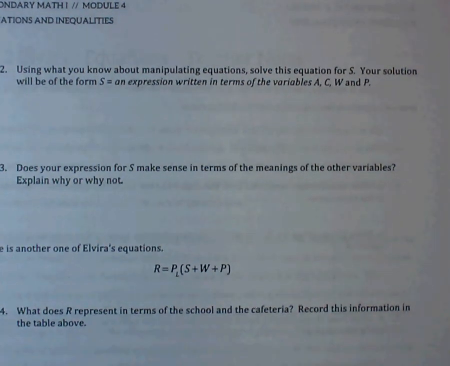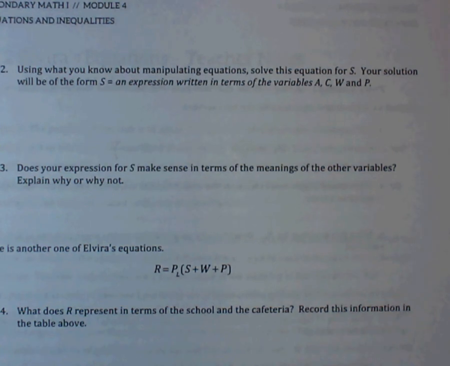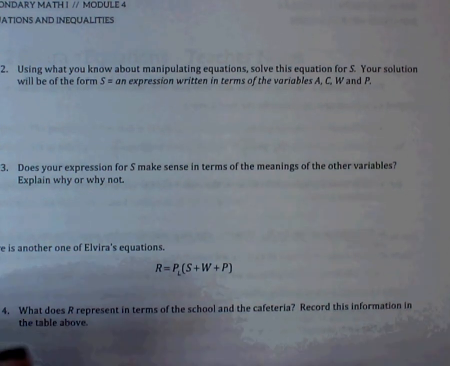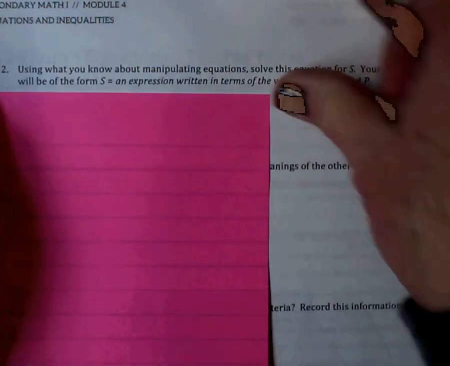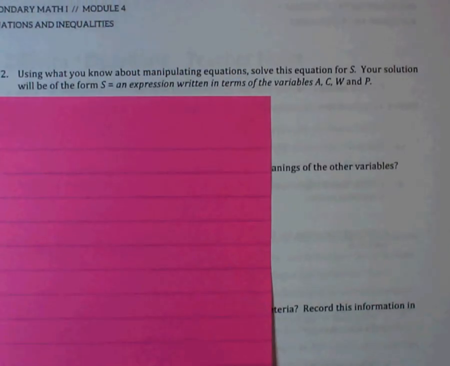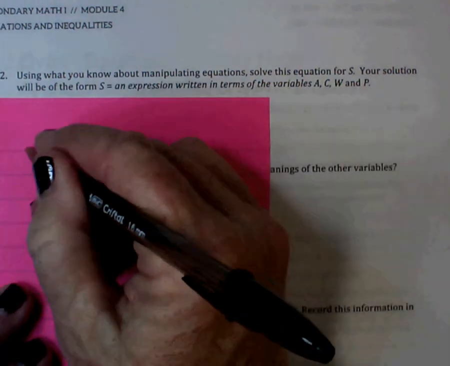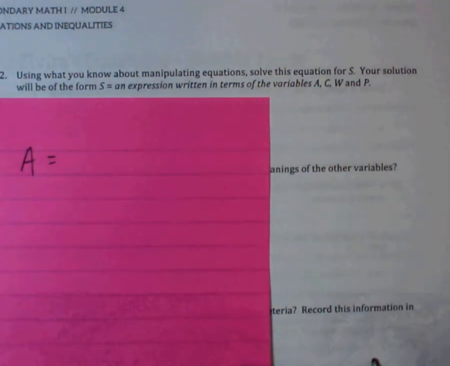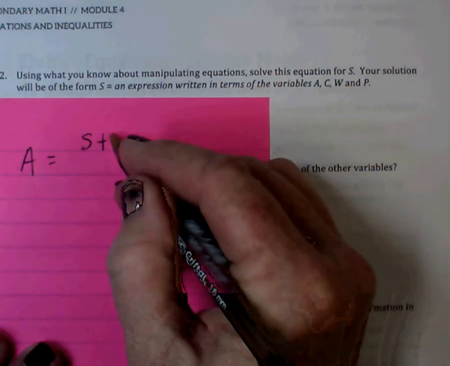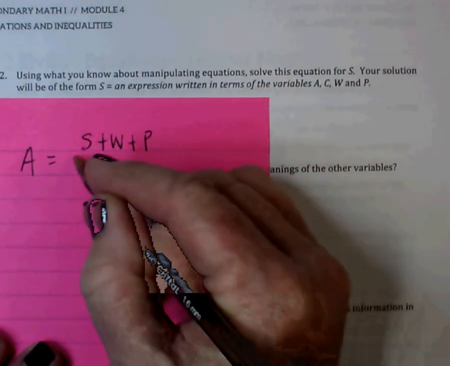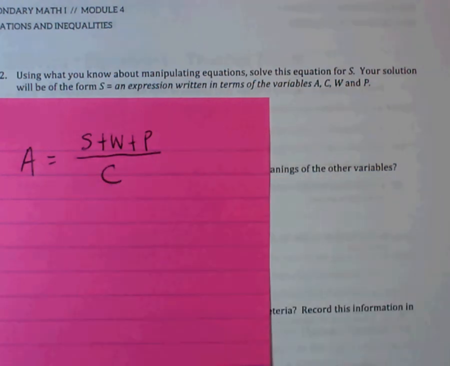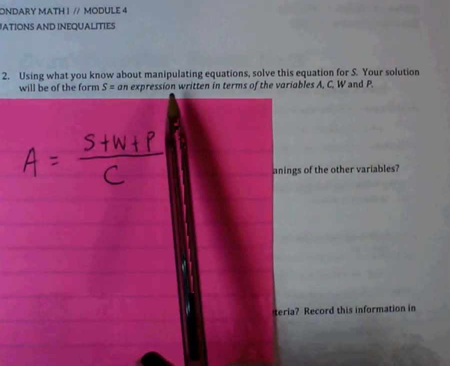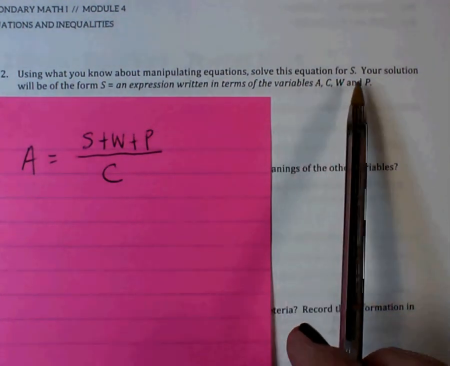All right, so we're going to do number 2 here, and this is where we're going to get into that other standard of manipulating equations or solving for a variable. And so our equation was A equals S plus W plus P all divided by C. And they want us to, using what you know about manipulating equations, solve this equation for S.